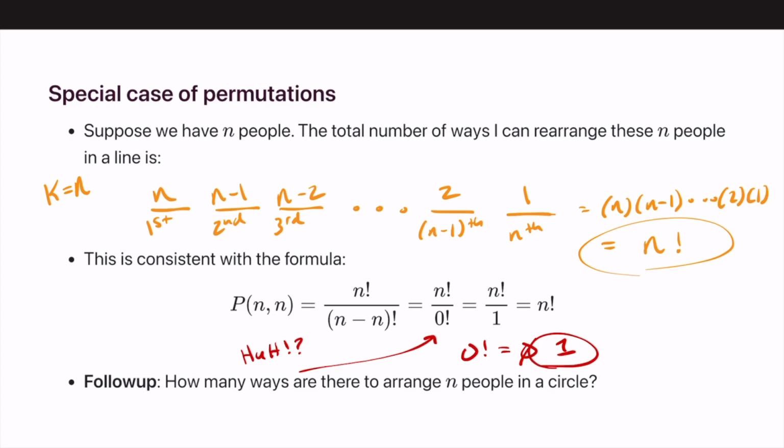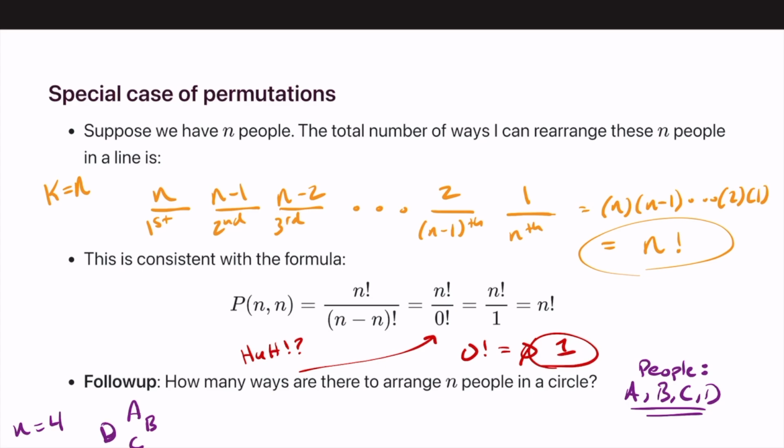Here's an interesting question. How many ways are there to arrange n people in a circle? So you might be getting some idea here for what's going on, but let's just write it out. Let's assume we have people A, B, C, and D, and let's say that they are A, B, C, and D.